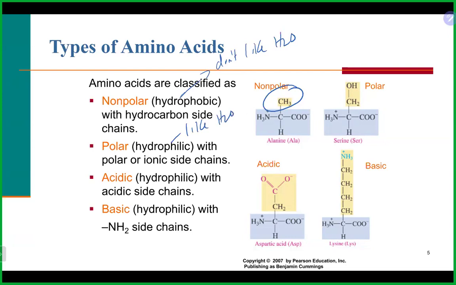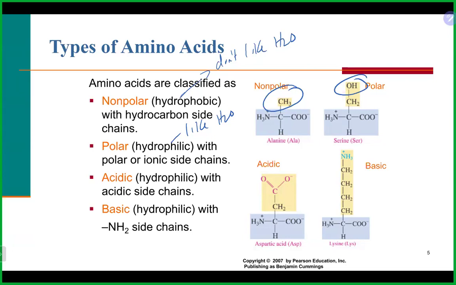So these typically will have some type of polar side chain. In addition to carbons and hydrogens, you'll see something like an OH group hanging out there. And that OH group is the same sort of OH group we see in water. It can do some hydrogen bonding, and that's going to be in the polar category of amino acids. Acidic amino acids also are going to be hydrophilic, which likes water.